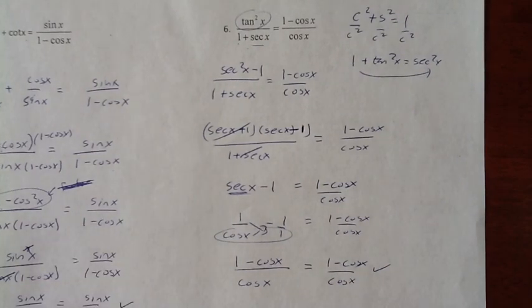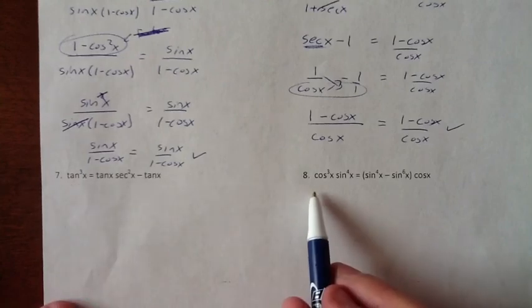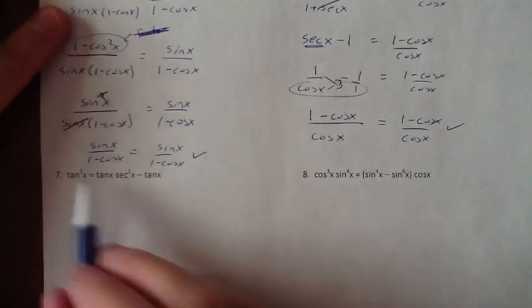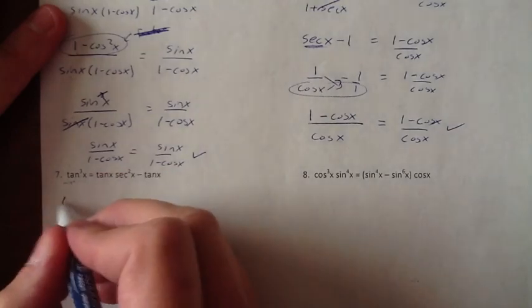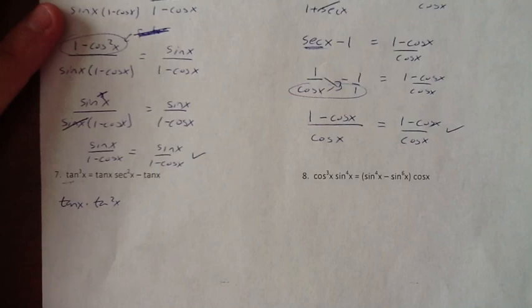And we're done. Now, I would recommend you try all 6 of these again on your own paper, and what I would like you guys to do is try numbers 7 and 8 on your own. Now, the hint I'm going to give you is for tangent, you may want to write this as tangent of x times tangent squared of x, because this is your Pythagorean.